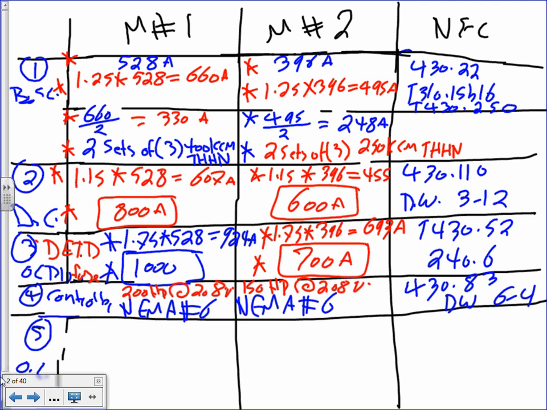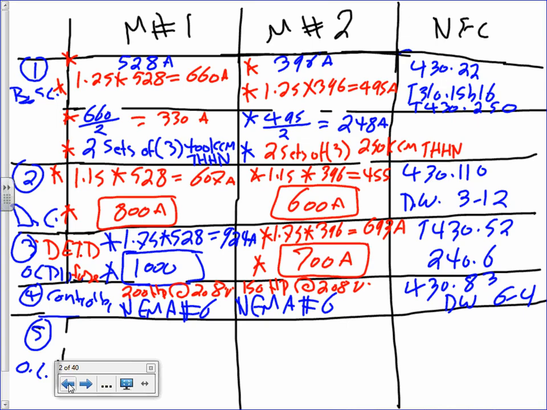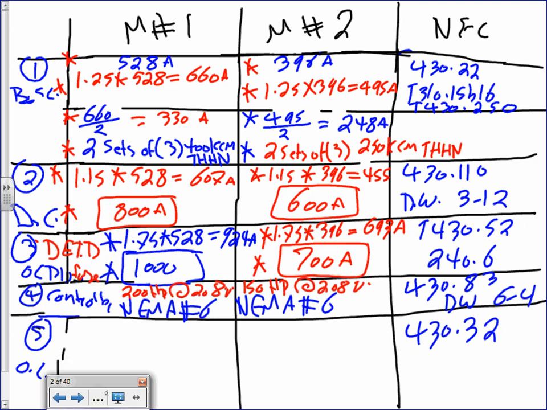For the overload, guys, I want to remind you, just very quick, go one step ahead here. And here are the rules for the overload. If it's marked with a service factor of 1.15, you use 125. If the temperature rise is 40 or less, 125. All other cases is 115. Everybody understand that? So that's the rule that we use for the overload. The rules for the overload are in 430.32. This is the section that you need, and let's go ahead and size that board.